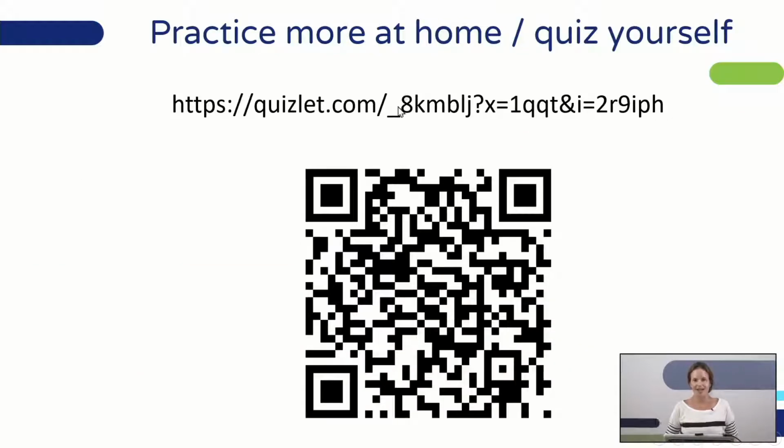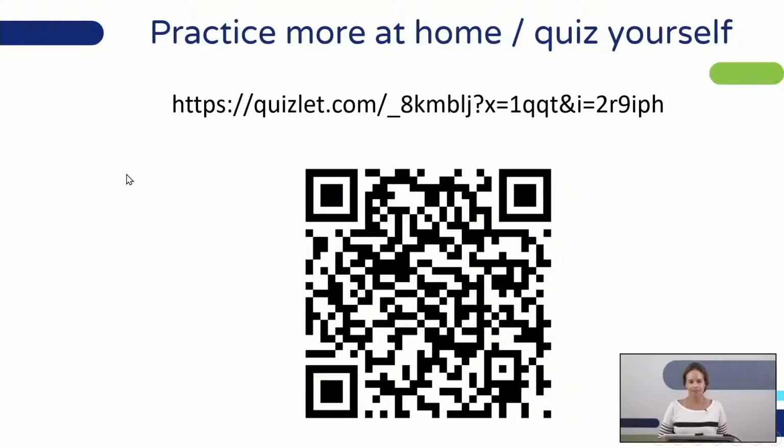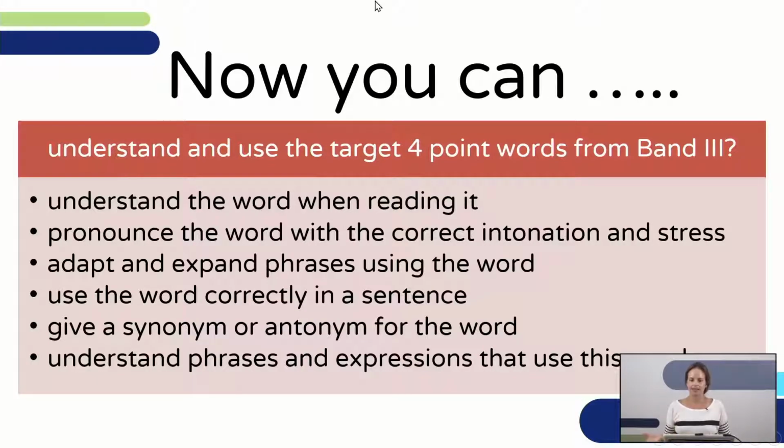Okay? Good job, guys. Now at home, on your own, I want you to go into this link and practice reviewing the 10 vocabulary words from list number 35 that we just learned now. Hopefully now, by the end of this lesson, you can understand and use the target 4-point words from band 3. You can understand the word when reading it. You can pronounce the word with the correct intonation and stress. You can adapt and expand phrases using the word. You can use the word correctly in a sentence. You can give a synonym or antonym for the word. You can understand phrases and expressions that use this word.